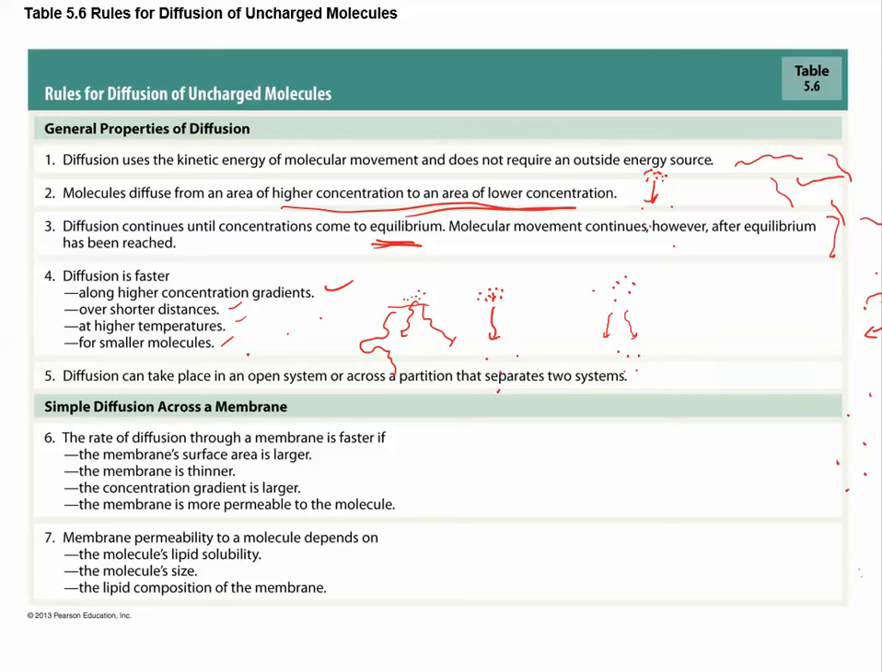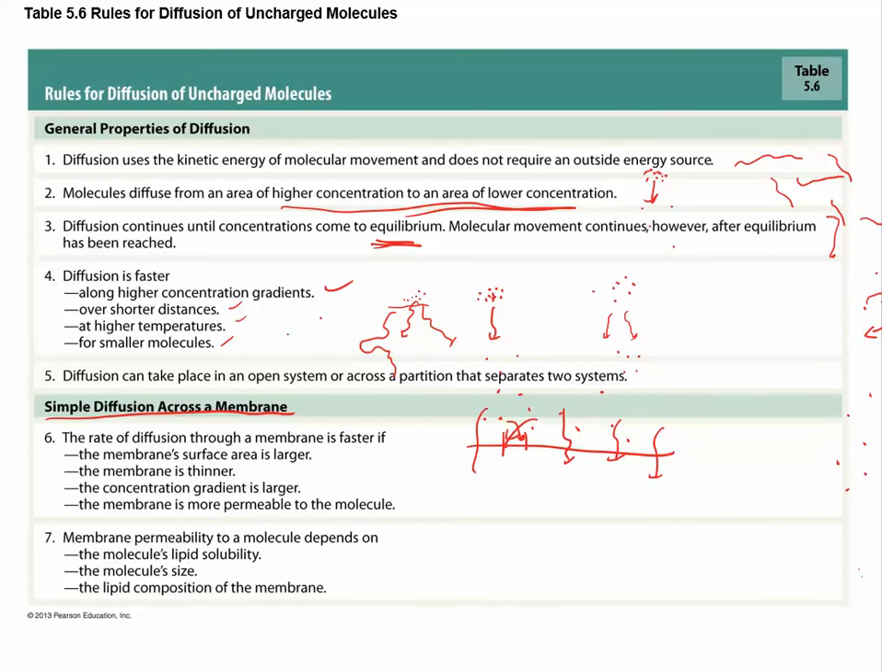Okay. Diffusion can take place in an open system or across a partition. So if we talk about movement across a membrane, there are some important points that you need to pay attention to here. Lots of these are just kind of common sense. If the membrane surface area is larger, well, if you have a bunch of particles up here that are going to diffuse, they don't all just have to fit into this area to diffuse, they can go across anywhere. If they have a larger surface area, then you're going to have more diffusion.